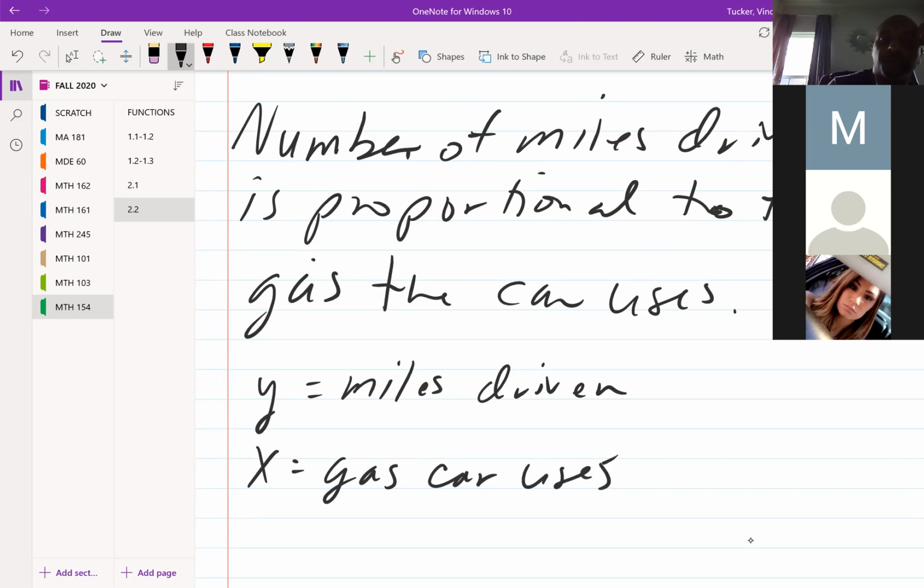Now also keep in mind, make sure you pay attention to the wording. The number of miles driven is proportional to the gas the car uses. So once again, to me, that's a direct proportion. Now, if it said the number of miles driven is proportional to the gas that the car has in the tank, then it would be inverse, because the more miles you drive, the less gas you will have in your tank. So make sure you pay attention to the wording, because that will dictate whether you use direct proportion versus inverse.